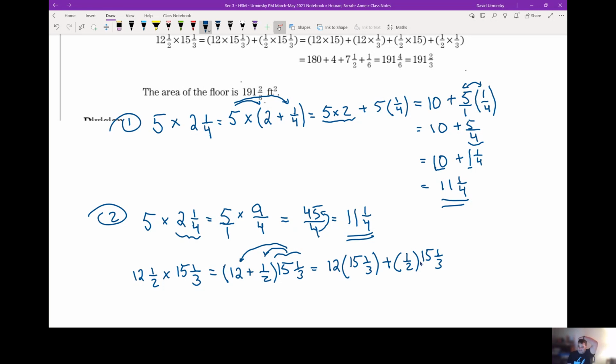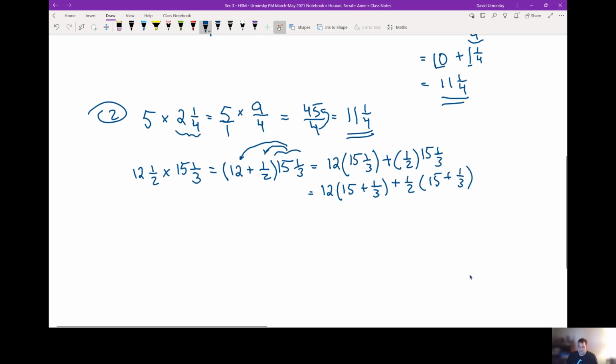Okay, so that kind of matches up with this right here. I've written it in a little bit different form. I've omitted the multiplication signs, but it's essentially the same thing. Okay, so then they split up this 15 and a third. So it's really 12 times 15 plus a third. And it's really 1/2 times 15 plus a third.